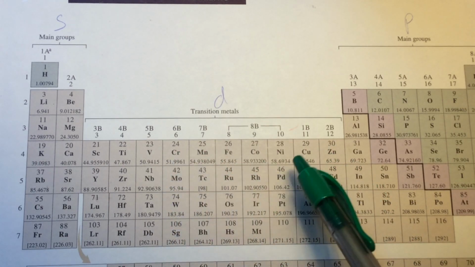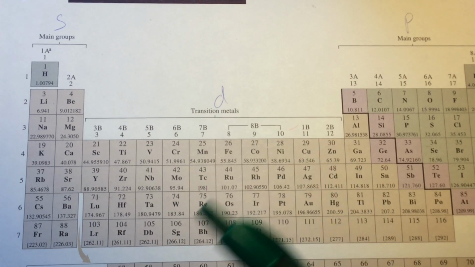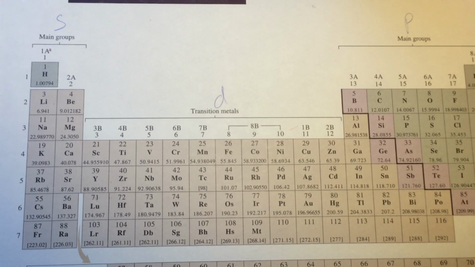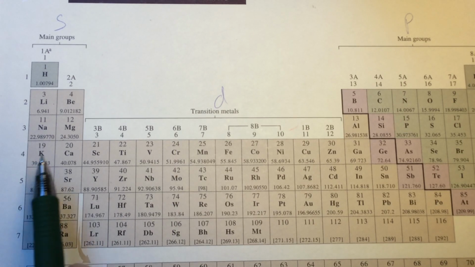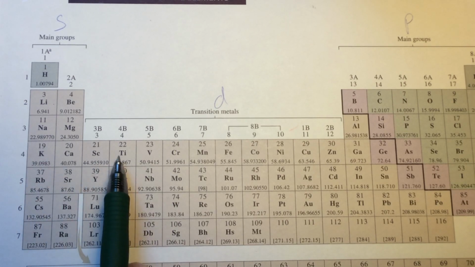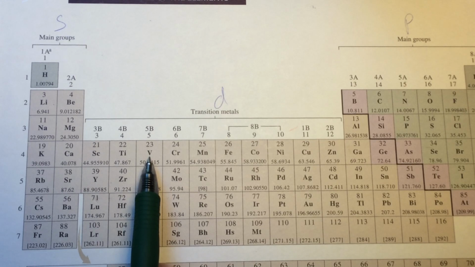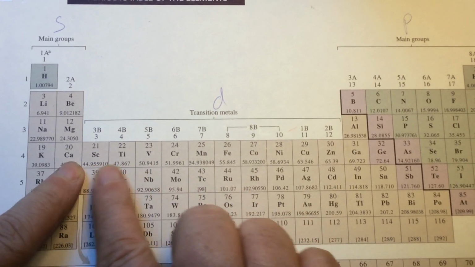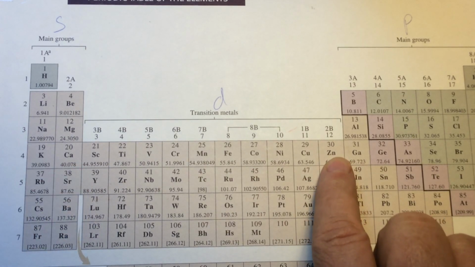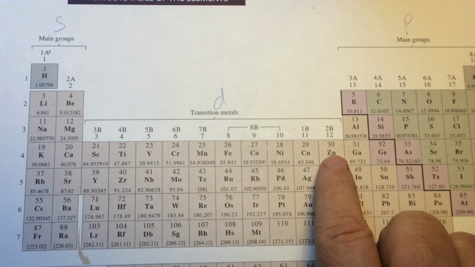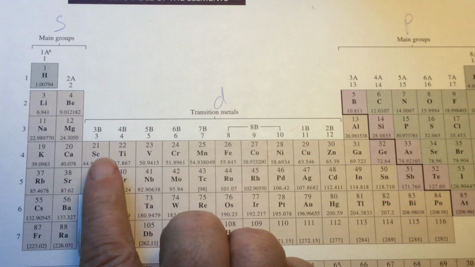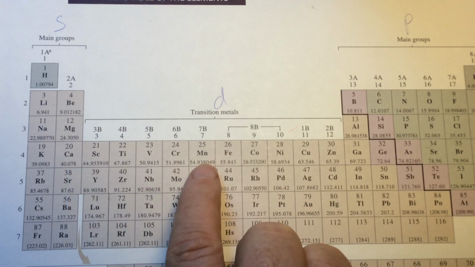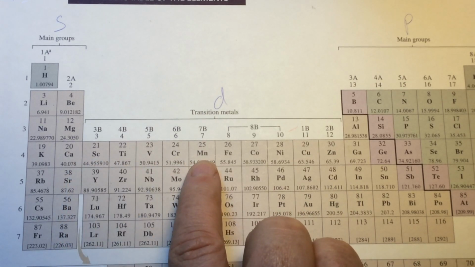Chromium and copper. Chromium and copper are slightly different. Instead of 4s1, 4s2, 3d1, 3d2, 3d3, what's happening is, look at this. Zinc would be a full subshell. Well, manganese would be a half-filled subshell.